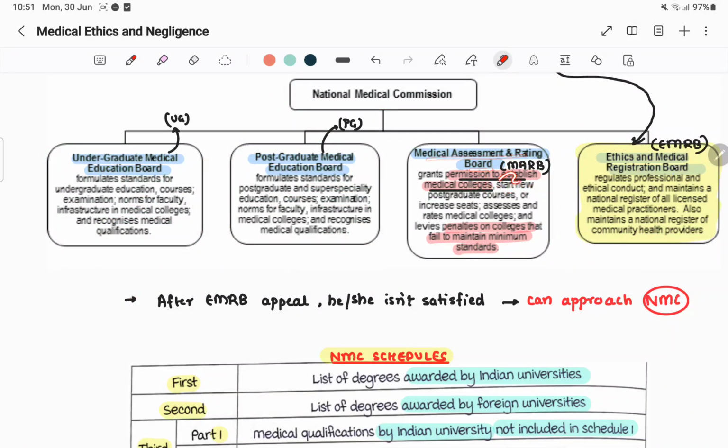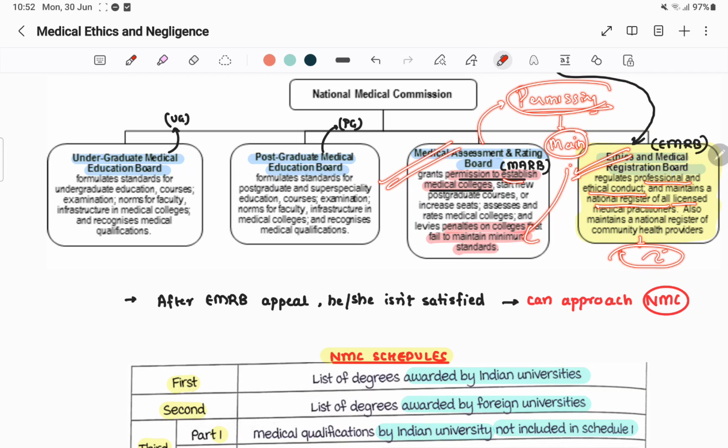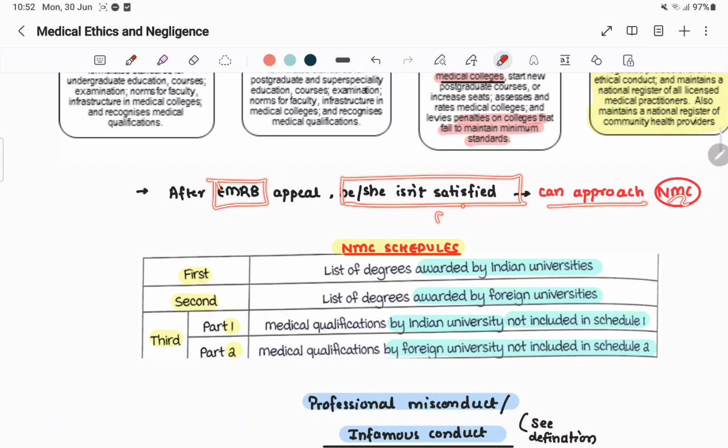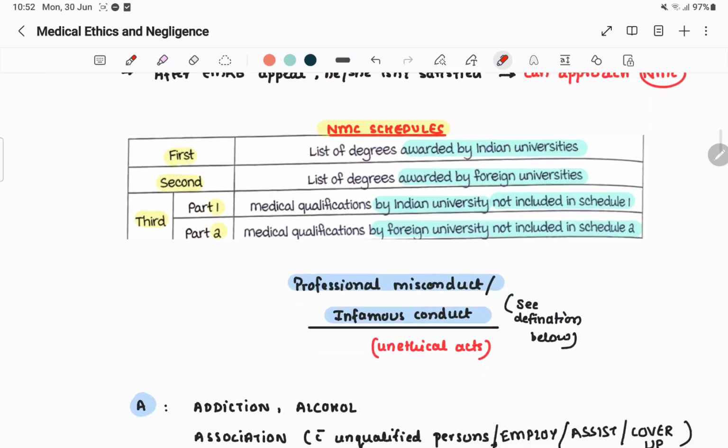The regulations are made by the Postgraduate Medical Education Board. The Medical Assessment and Rating Board basically gives permission for opening and maintaining a medical college. And EMRB, which I talked to you about, regulates professional and ethical conduct. It also has an EMRB register which contains all the names of doctors of India, the list of all licensed medical practitioners. If a doctor isn't satisfied with the decision of EMRB, they can directly approach the NMC.